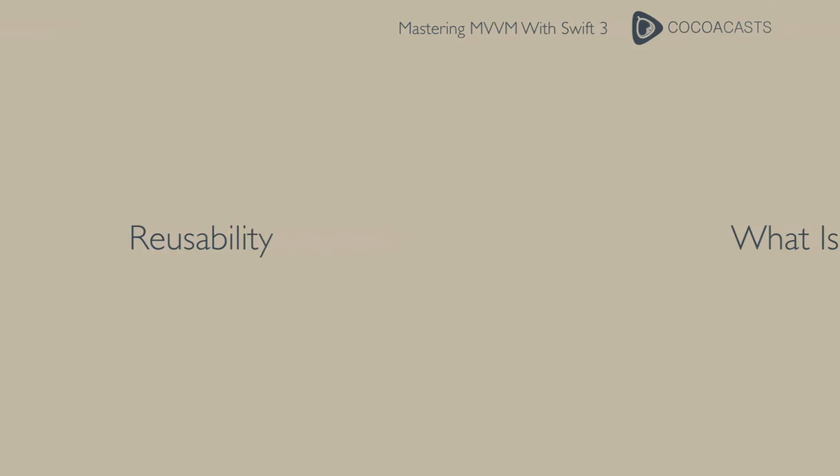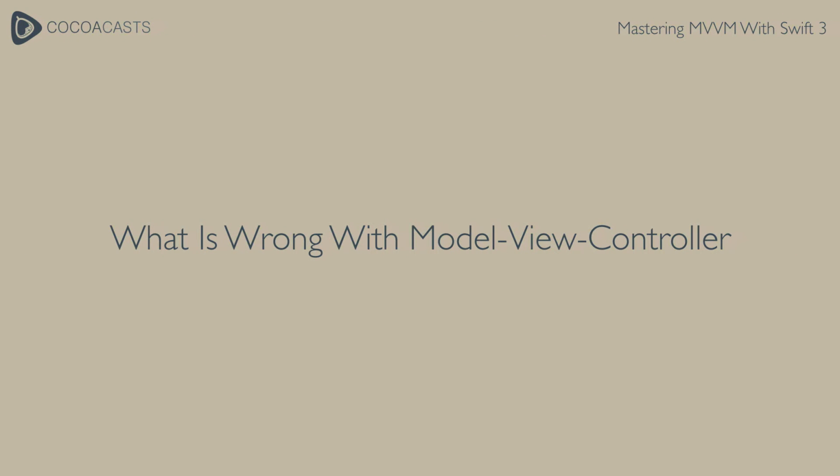While controllers are often not reusable, view and model objects are easy to reuse if designed well. If the MVC pattern is correctly implemented, the view and model layers should be composed of reusable components. If you spend any amount of time reading books or tutorials about iOS and macOS development, then you've probably come across people complaining about the MVC pattern. Why is that? What is wrong with the MVC pattern?